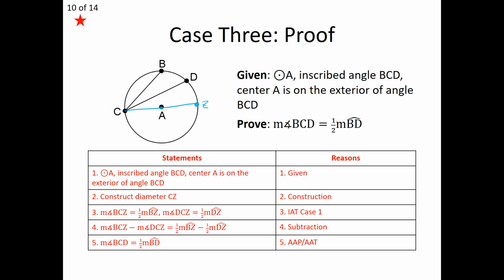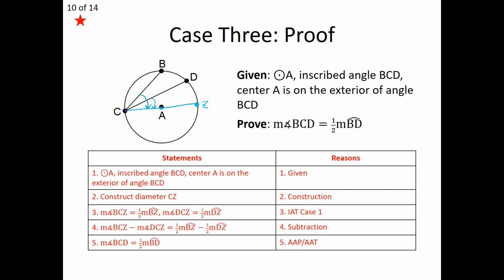We have these two inscribed angles. However, take a look here. The inscribed angles passing the center are this entire angle BCZ, and then part of that angle, DCZ. So those two angles both have a side as a diameter.